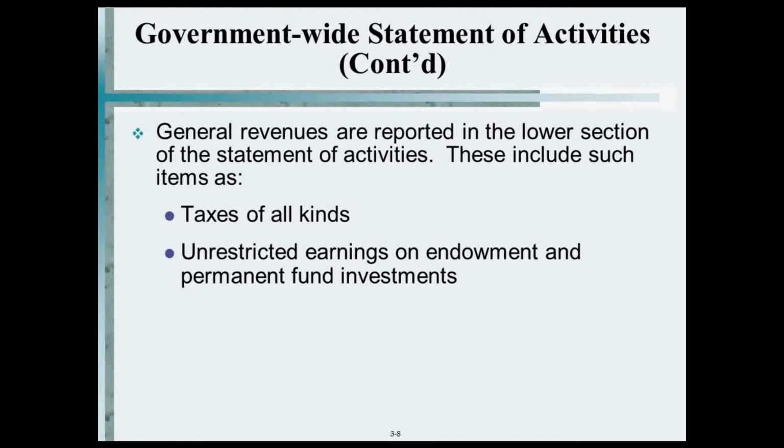The key here is taxes of all kinds. General revenues are always in the lower section of the statement. Now, why do we do this? Why do we separate these program revenues? Why don't we just put it all together?